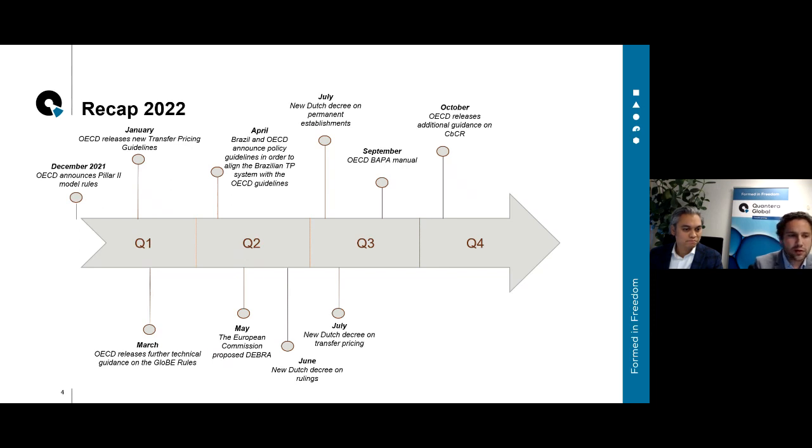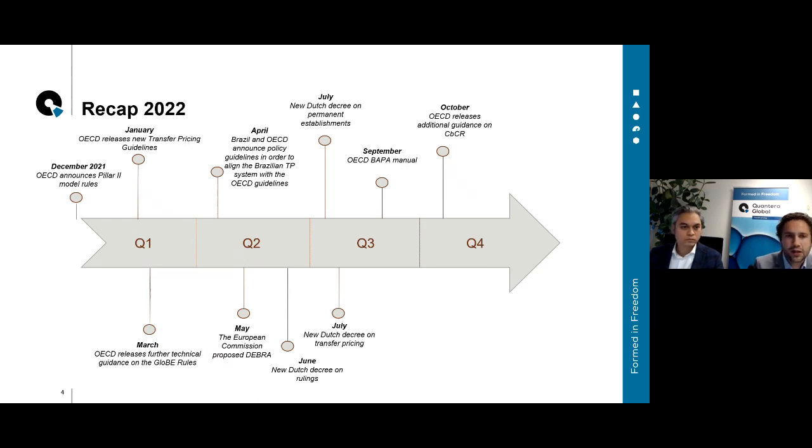DEBRA, the European Commission published a proposal on DEBRA, but I will discuss that on the next slide as well. From a Dutch perspective, we have the new transfer pricing decree, and also a lot of important aspects, especially on financial transactions, but that's something I'll also cover in the next slide. Also a new Dutch decree on permanent establishments. So we had a lot to read this year.